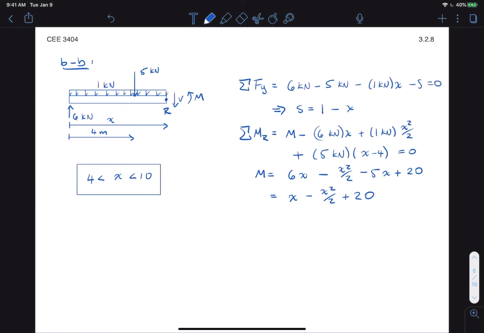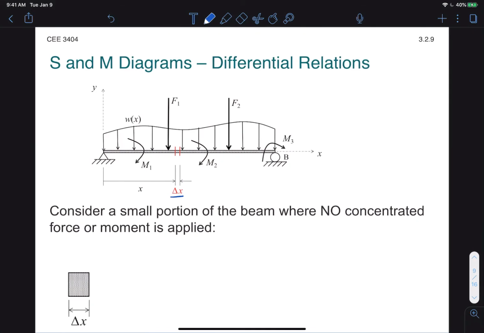Now this method is great for understanding where the shear and moment diagram distributions come from, but it can get tedious for more complex structures. However, if you're sharp, you'll realize that the shear distribution, S, is simply the derivative of the moment distribution, M, and this is true in all cases. So let's derive that a little more formally. Here we have a general beam with a distributed load, point forces, as well as point moments.